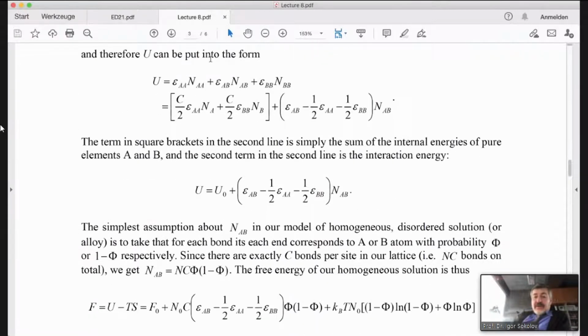Now, if you have a solution or an alloy or whatever, the atoms do not go in, the atoms do not go out, so this is a constant. We have now the physical, if you want, chemical interpretation for this constant, but this is a constant. And this term can change if the atoms A and B can rearrange.